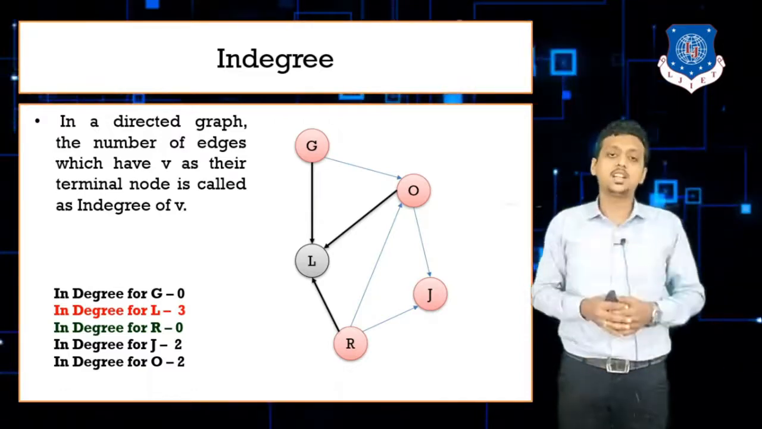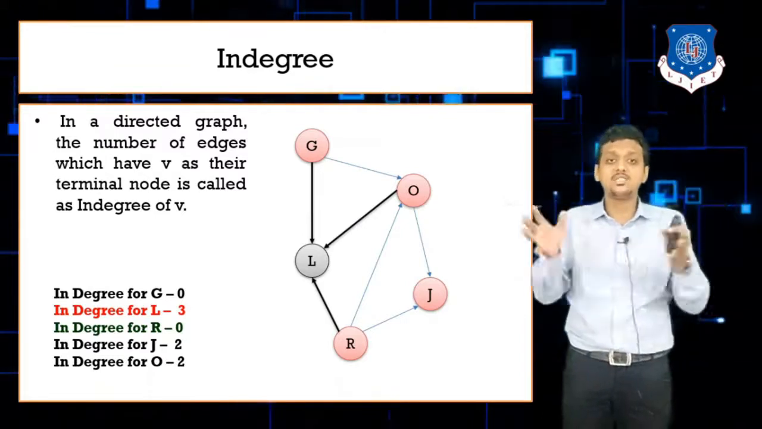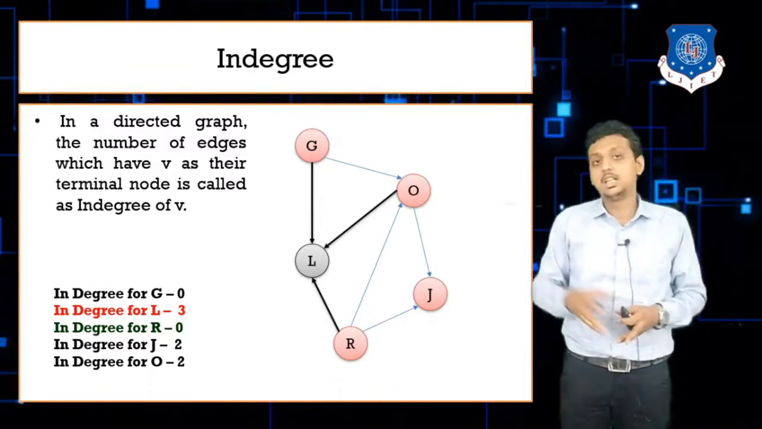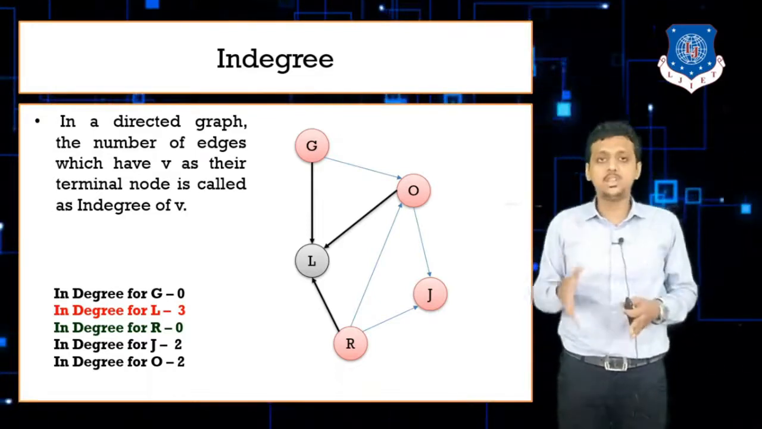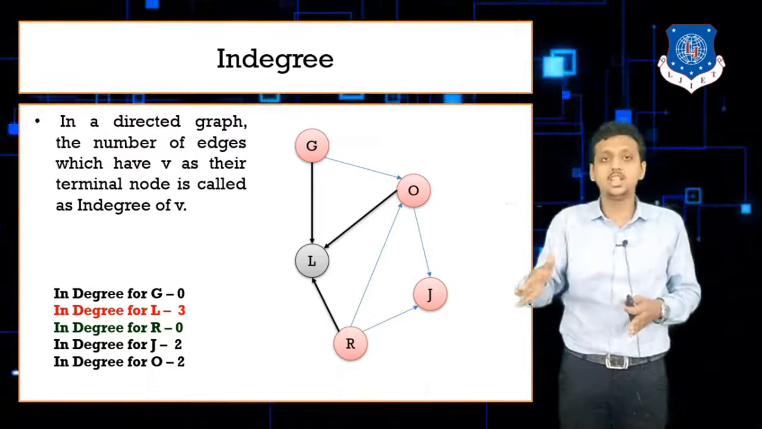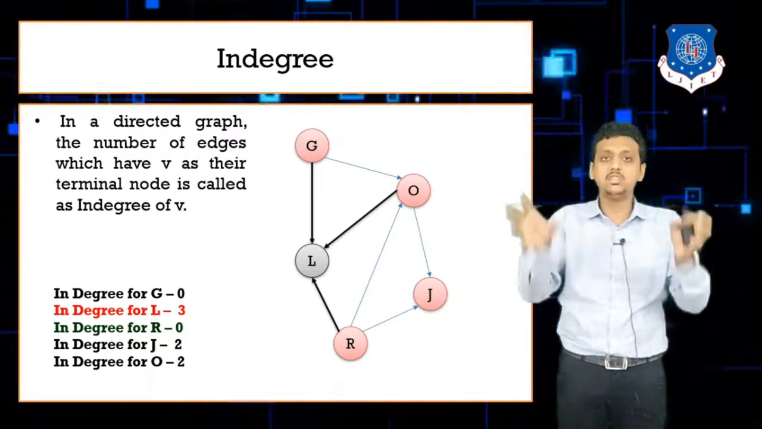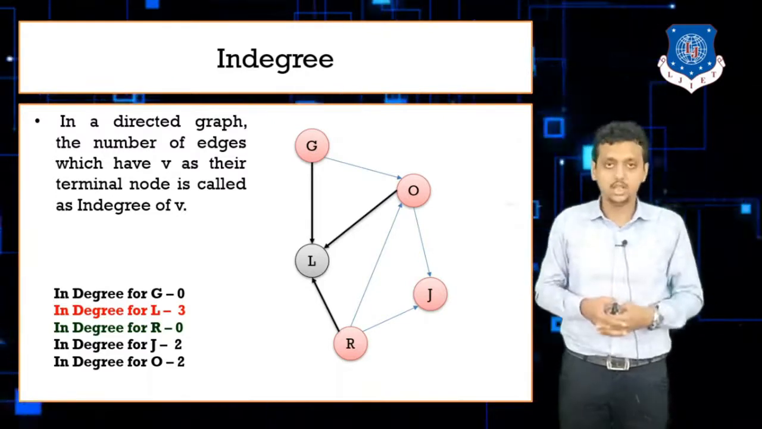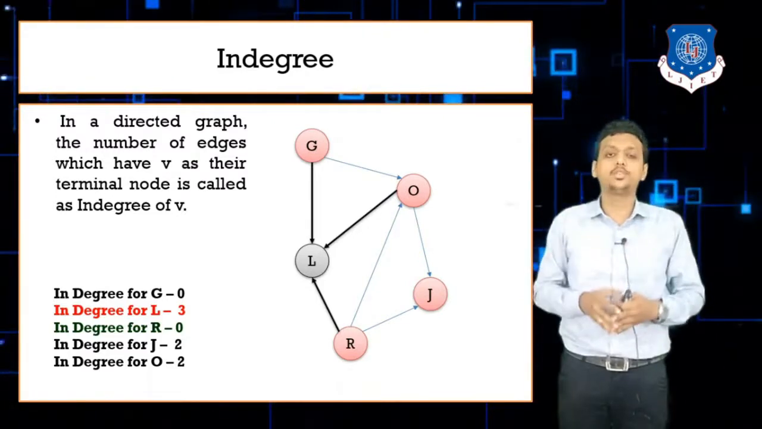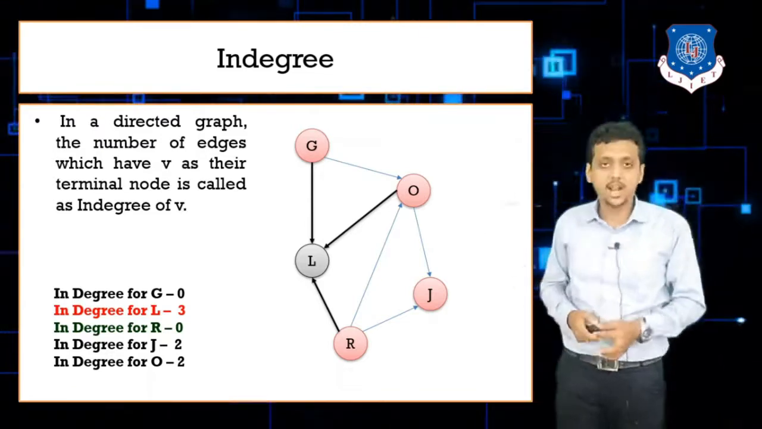See, in an undirected graph we have the degree of a node, that means the edges which are connected to the node. But in a directed graph we differentiate degree in 2 parts. First one is out degree and the other is in degree. Out degree means edges going outside from the node, and in degree means edges coming inside to the node. The addition of both of them is known as the degree of a node in a directed graph.